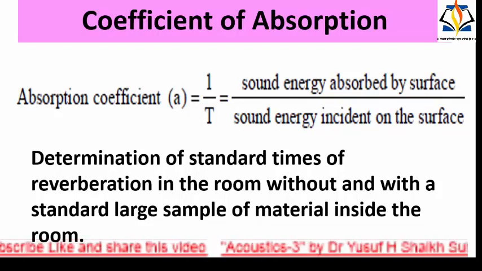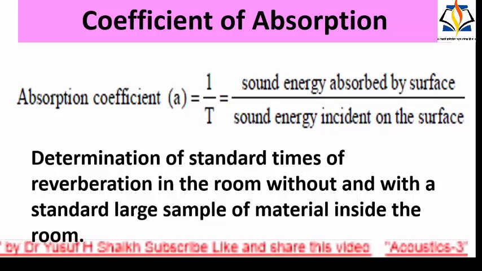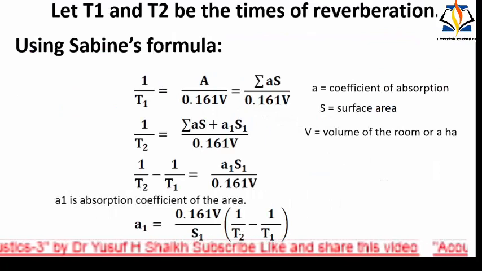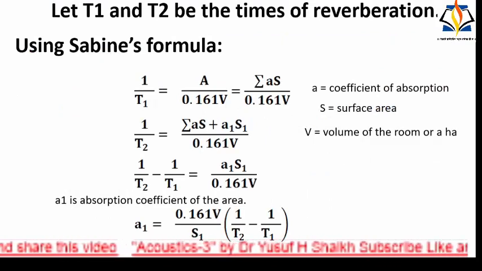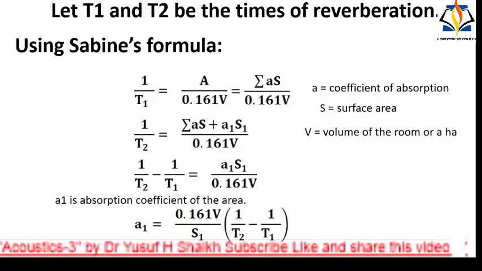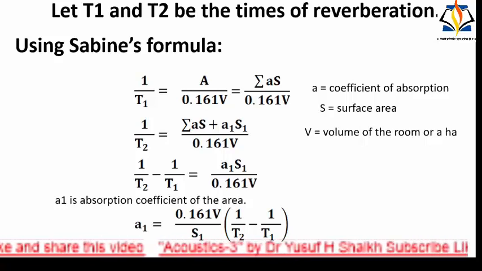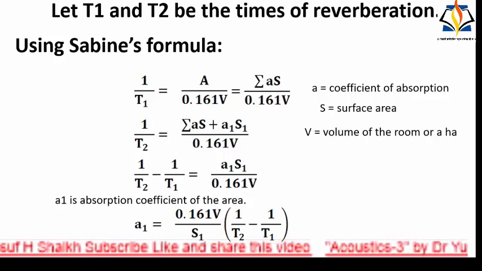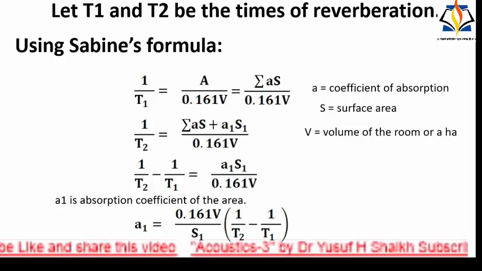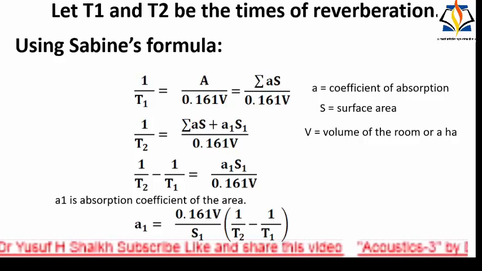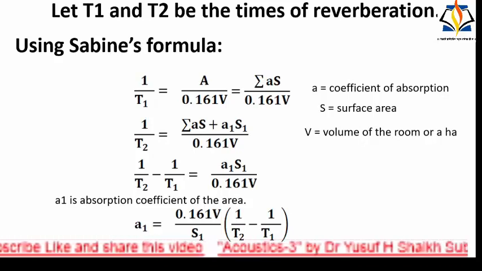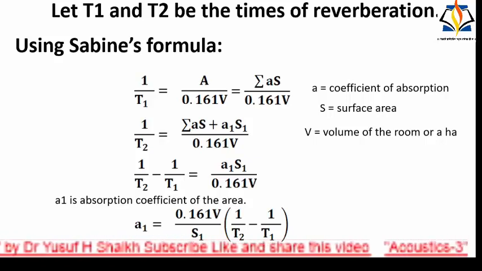Determination of the absorption coefficient: measure the time of reverberation in the room without and with a standard large sample of material inside the room. Let T1 and T2 be the times of reverberation. Using Sabine's formula, we obtain 1 upon T1 is equal to capital A upon 0.161 V, that is equal to summation small a into S upon 0.161 V. Here small a is the coefficient of absorption and S is the surface area, where 1 upon T2 is equal to summation small a S plus A1 S1 upon 0.161 V, where V is the volume of the room or hall.